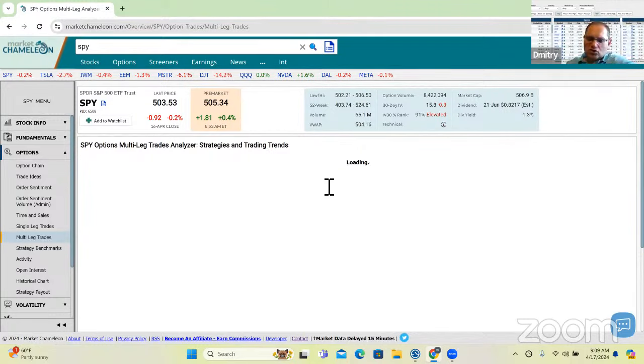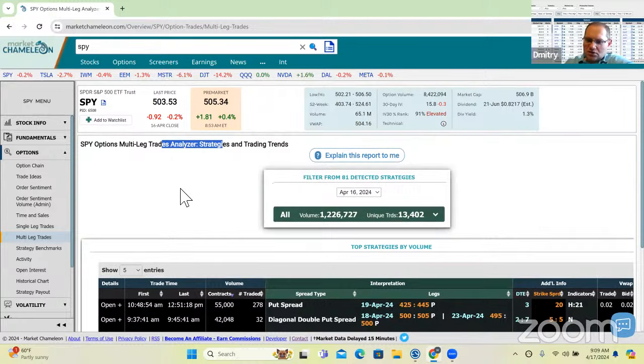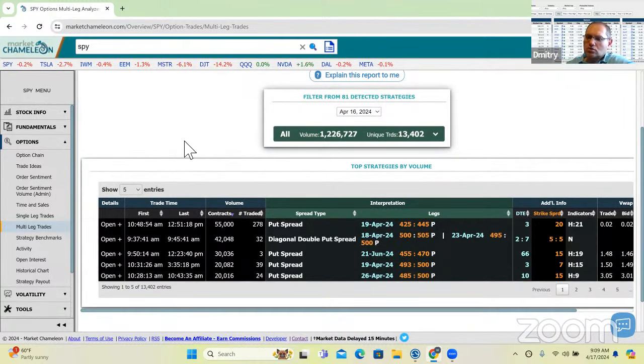So one of the things here is, we'll review really quickly what the multi-leg trade analyzer is. And this is looking at actual trades that occurred yesterday, and the software analyzes the options trades and sections off the ones that included multi-legs, and single legs.